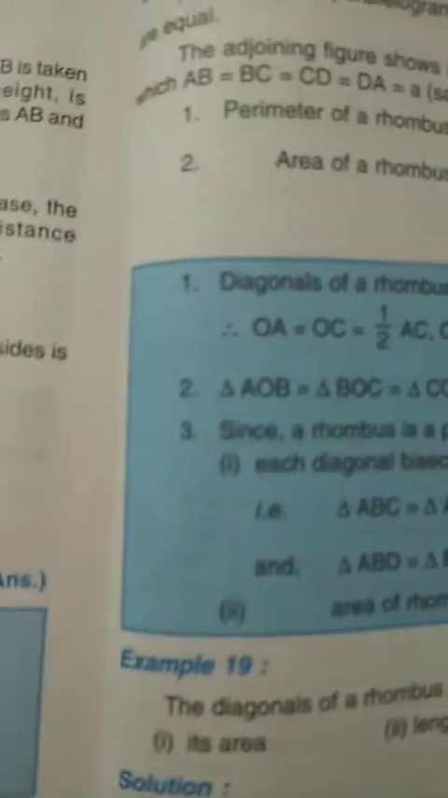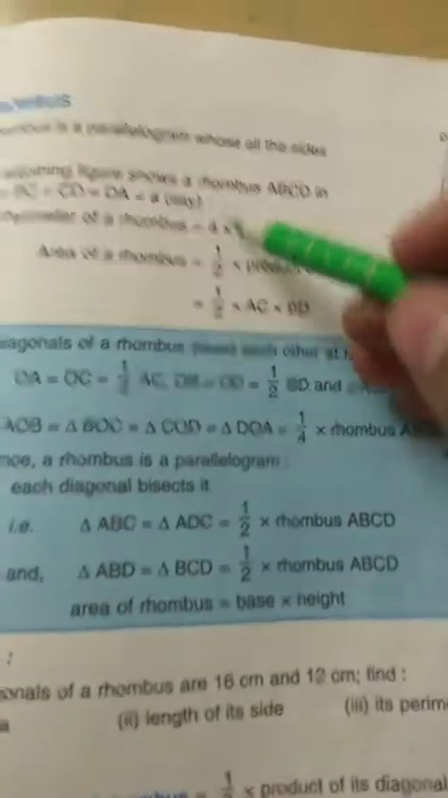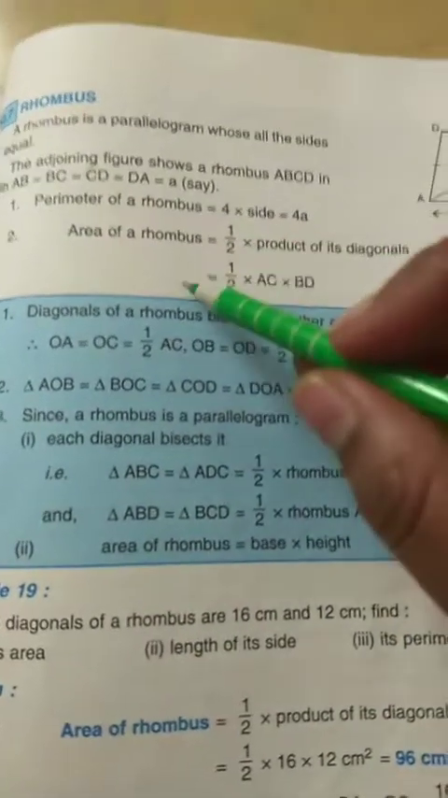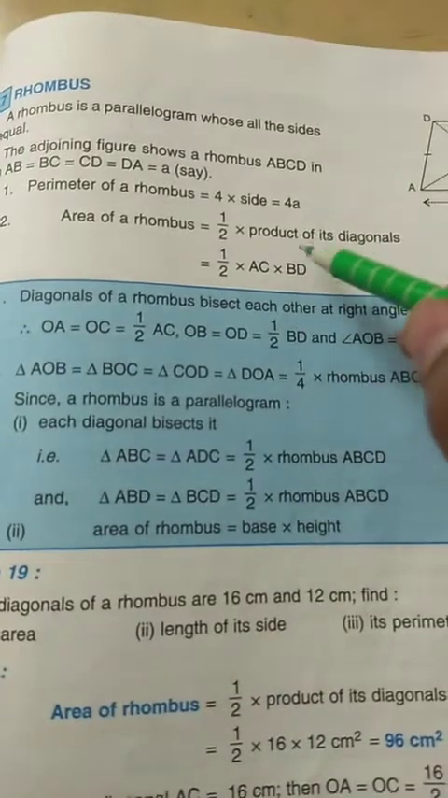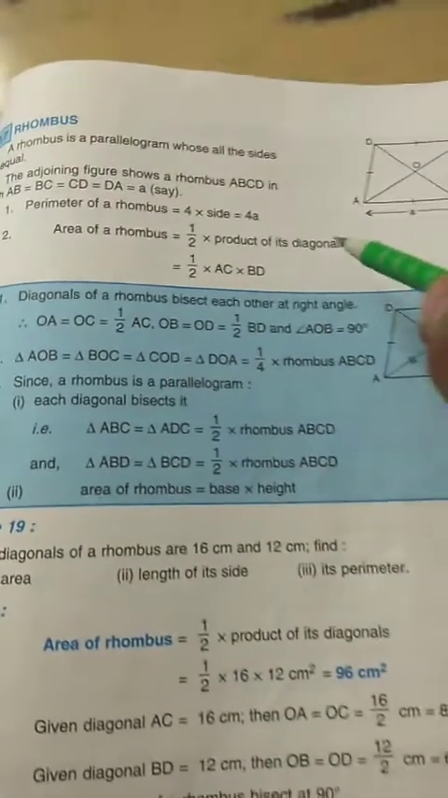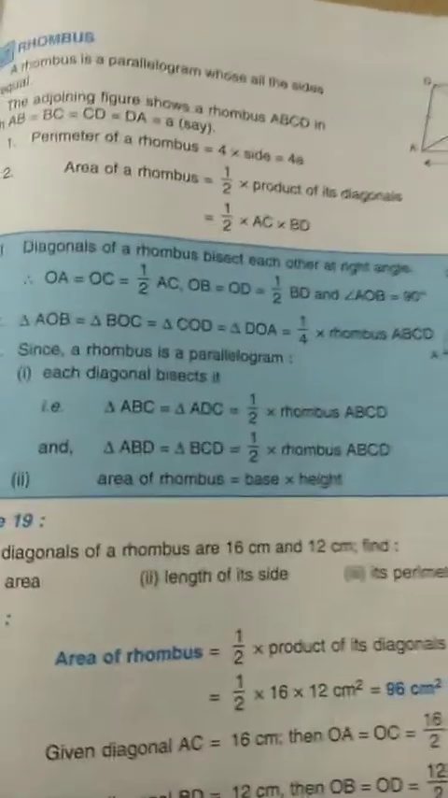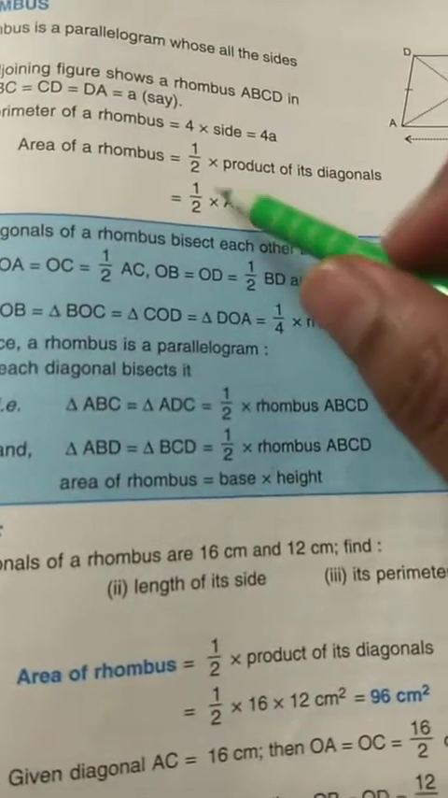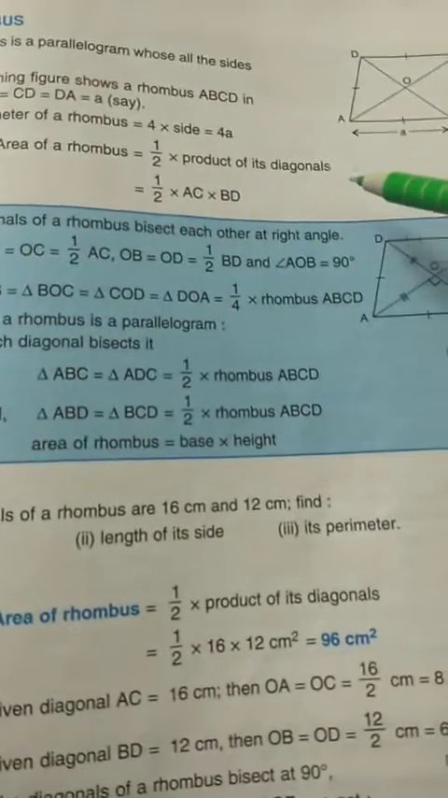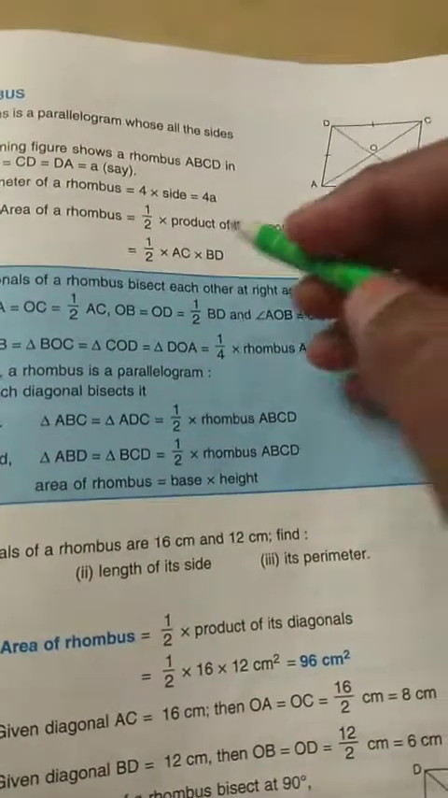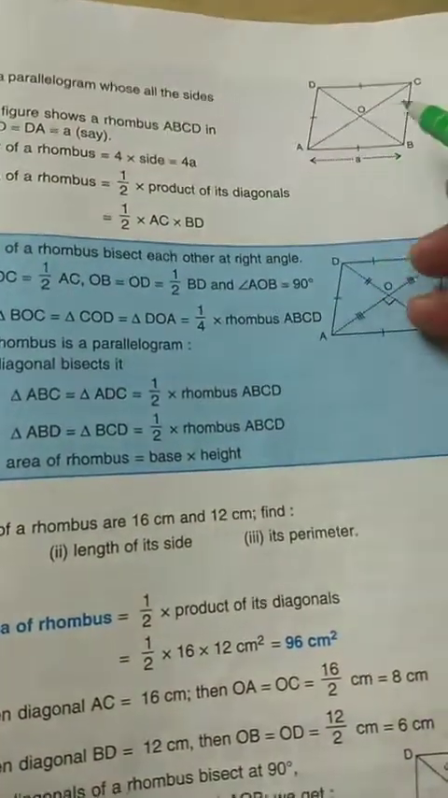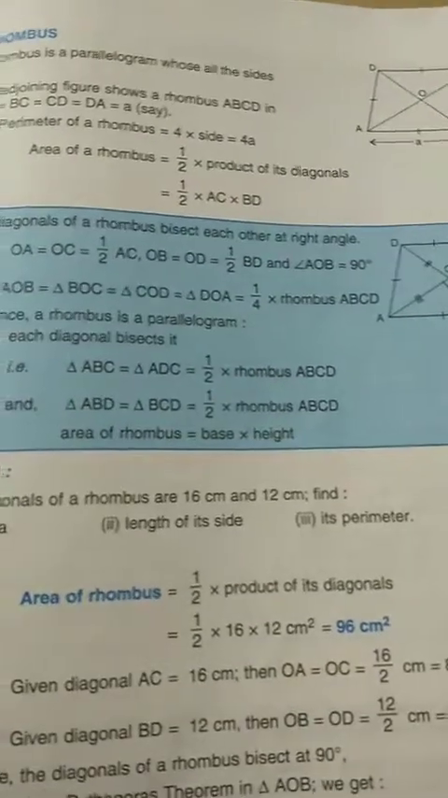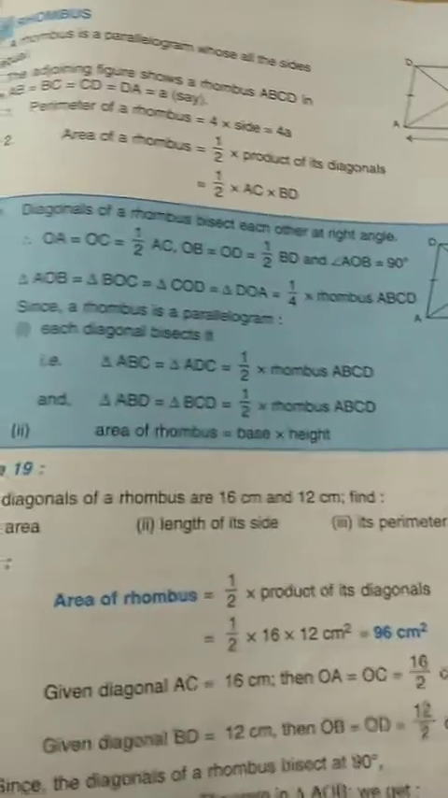The next part is the rhombus part. For rhombus, you have to find the perimeter of rhombus. It is 4 into side. Area of rhombus is half into the product of its diagonals. For area of square, we were doing side into side, but for area of rhombus, we have half into the product of diagonals. So it is AC into BD. These are the diagonals which are taken, so it is half of the product of diagonals.